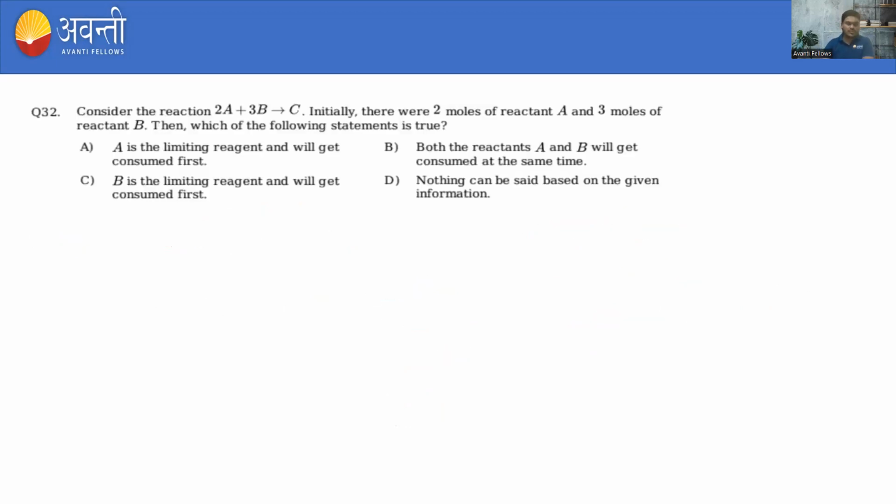Sure. Let's move to the next question, that is question number 32. Consider the reaction 2A plus 3B gives C. Initially, there were 2 mole of reactant A and 3 mole of reactant B. Then which of the following statements is true? Right.